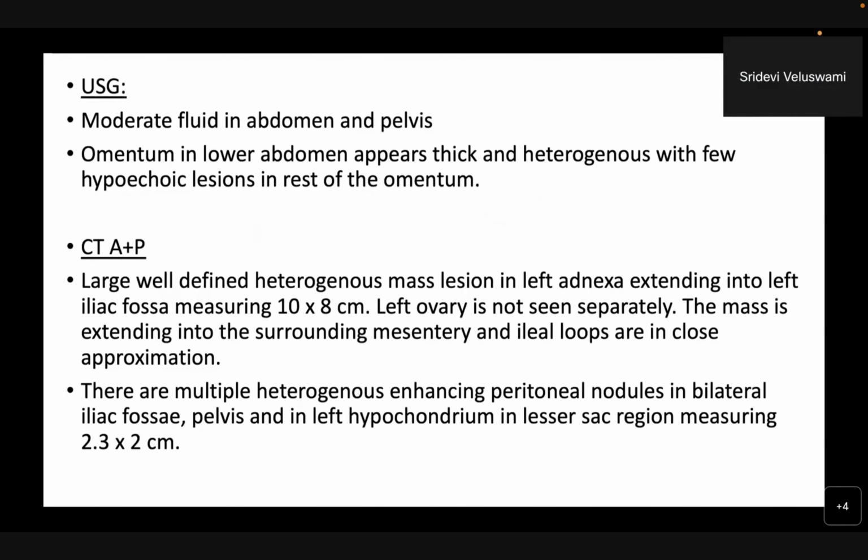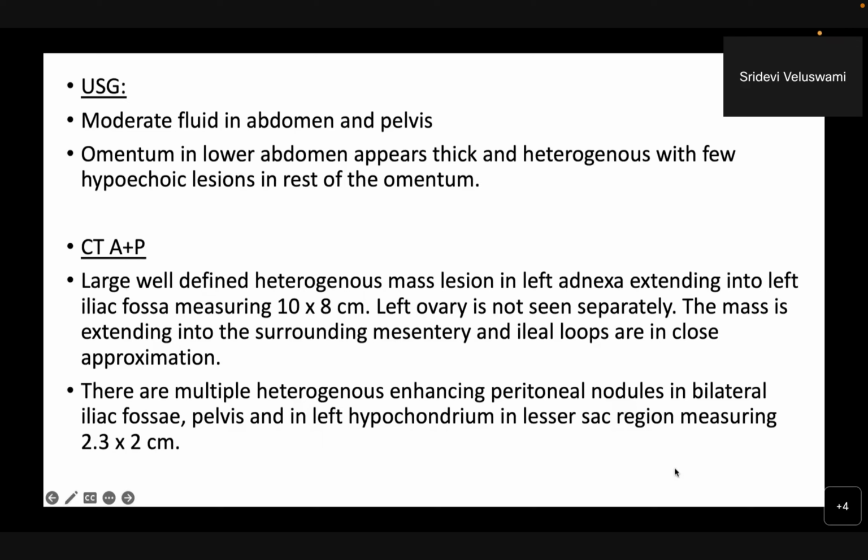You have the ultrasound pictures? No, ma'am. This CT and sonography was done outside, so I don't have images of both. So ultrasound is showing moderate free fluid. Yes, ma'am. Did you pick that up on clinical examination? No, ma'am. Clinical examination should find out moderate free fluid. What is the clinical sign that you will do? Shifting dullness. Fluid thrill and shifting dullness. If it's truly moderate fluid, you should have found it anyway. So omentum appears thick and heterogeneous.